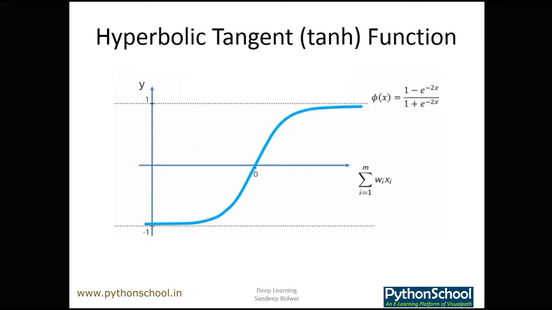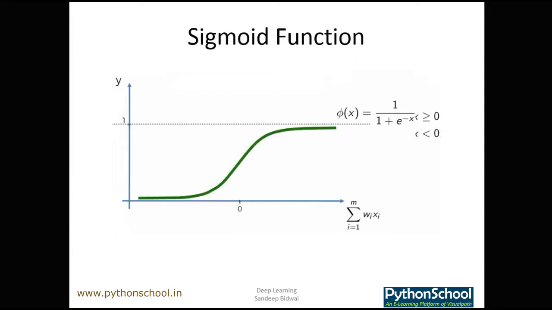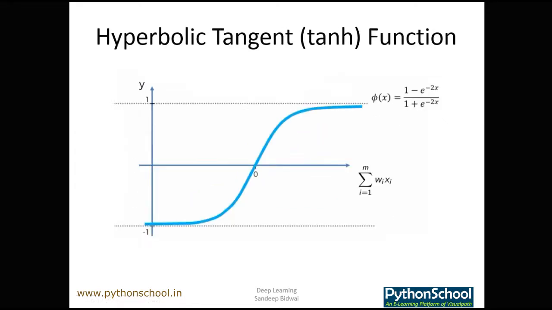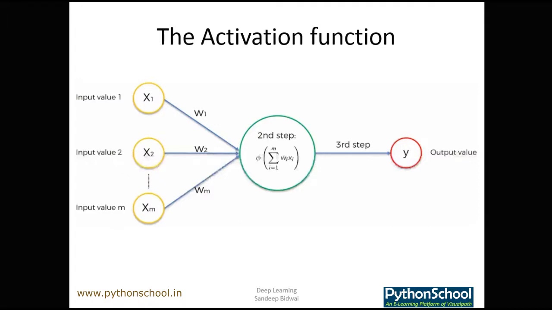The next type is the hyperbolic tangent function, the tanh function it is also called. It can be calculated as 1 minus e raised to minus 2x, divided by 1 plus e raised to minus 2x. This is the function to be calculated, and it varies in the range of minus 1 to 1. All the earlier functions vary between 0 and 1, and only the tangent function varies from minus 1 to 1. So this is the difference between these activation functions.